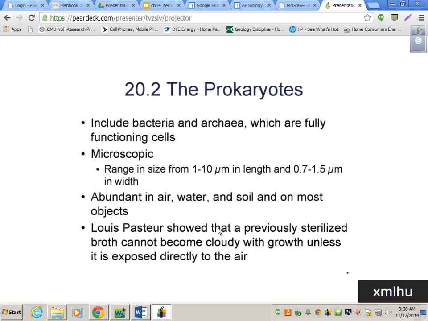And about 0.7 to 1.5 micrometers in width. That means that they are generally elongated in shape. Okay, I think of them as a pill, like a little gel cap is what they look like in a way. Okay? They're abundant in the air, water, and soil, and on most objects. They're sitting on the table in front of you right now.